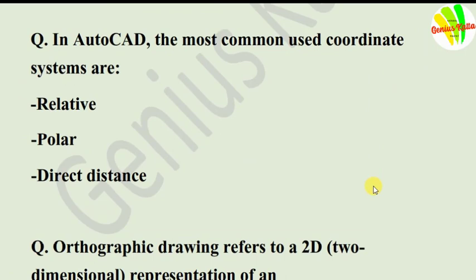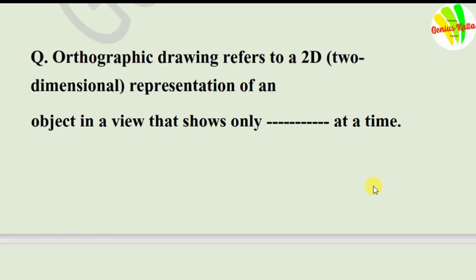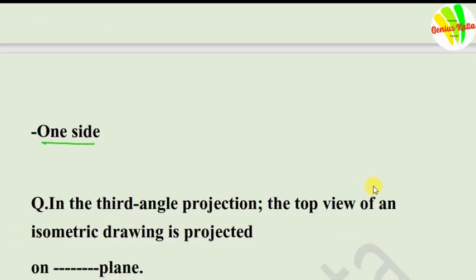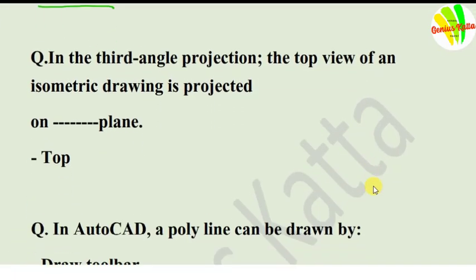In AutoCAD, the most commonly used coordinate systems are: relative, polar and direct distance. All these three are the most commonly used coordinate systems. Next question is, orthographic drawing refers to a two-dimensional representation of an object in a view that shows only dash at a time. Answer is one side.